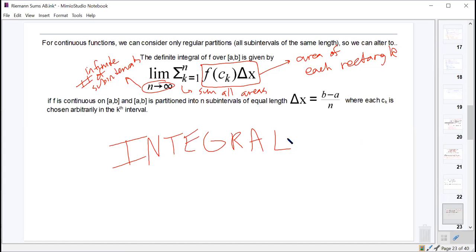And this has a specific name. It's called a definite integral. A definite integral, where we are finding an exact value for the area underneath the curve. And this, for now, is the formula that we are going to use to do that.